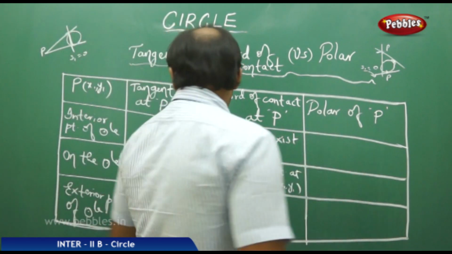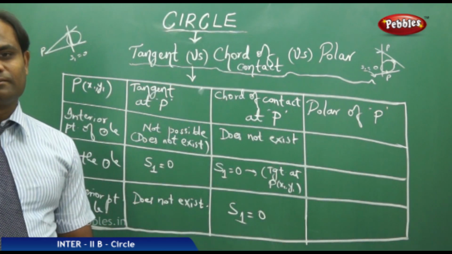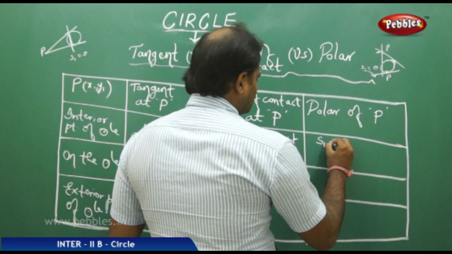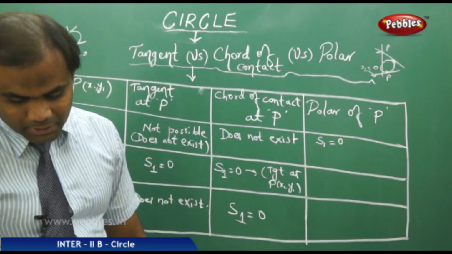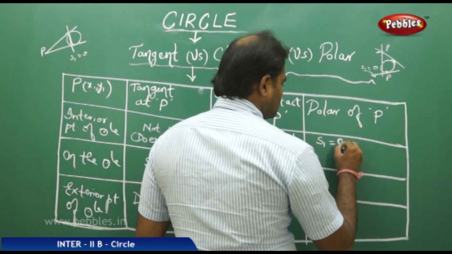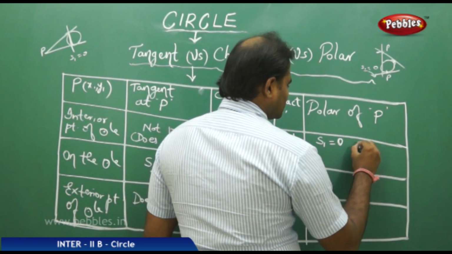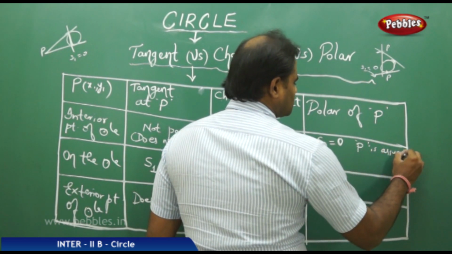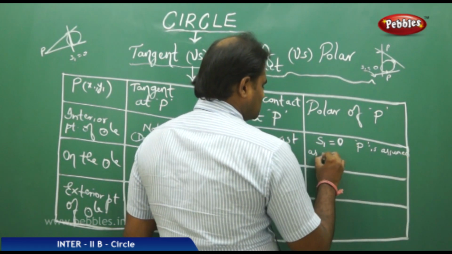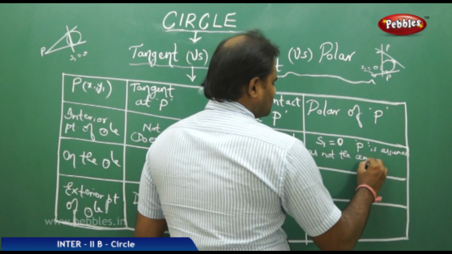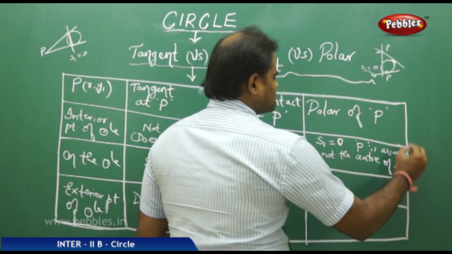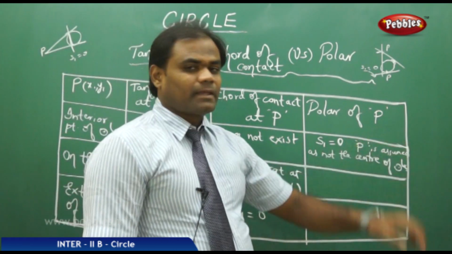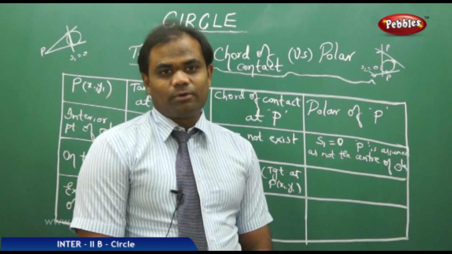Next, the polar of P for a point interior to the circle. So when I take a point interior to the circle, then the polar is given by S1 equal to 0, with a limitation which we have taken, that P is assumed to be not the center of the circle. That is, P is any point inside the circle but cannot be the center of the circle. Except the center of the circle, P is assumed to be any point.